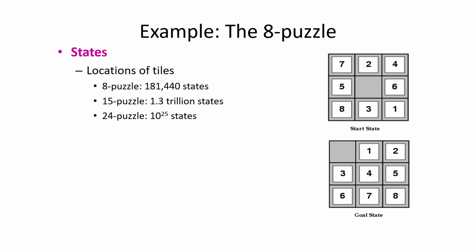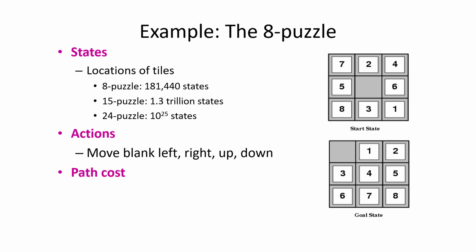The possible actions are simply moves of the blank space: left, right, up or down, provided these moves are allowed by the puzzle's boundaries. The path cost is typically defined as 1 per move, meaning every tile shift has the same cost. This example highlights how such problems can become extremely large even with very simple rules.